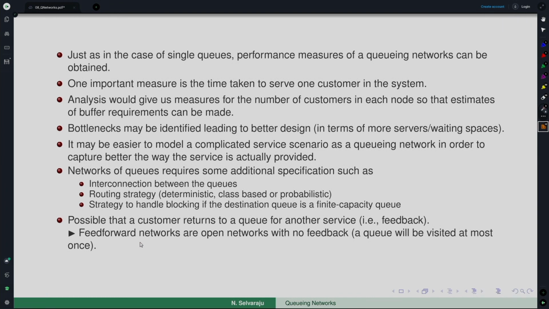Why are we distinguishing feed forward and feedback networks? Because these features play a critical role, making the analysis easier or tougher depending upon whether there is feed forward or feedback. As we go along, you will understand why. There are also many other things like fork join queues and so on, which will come later if there is time.